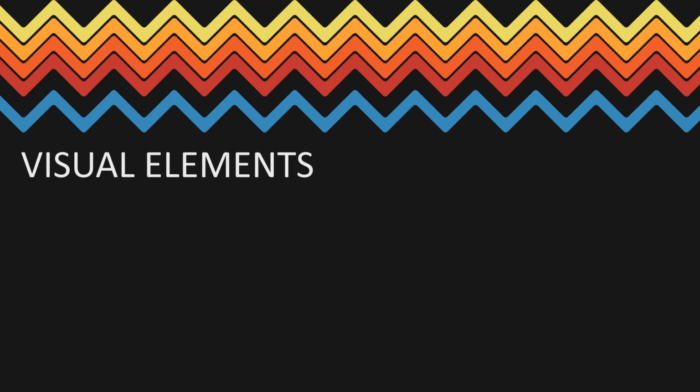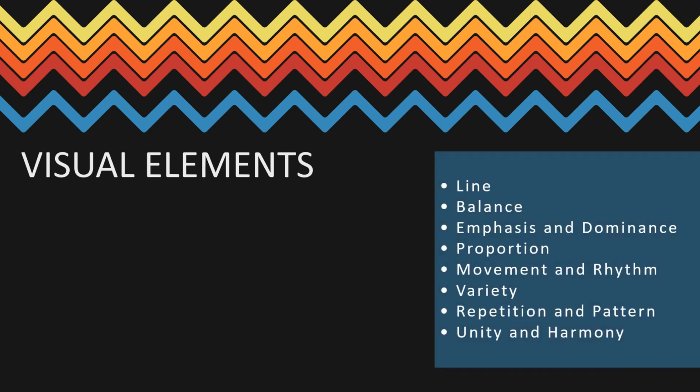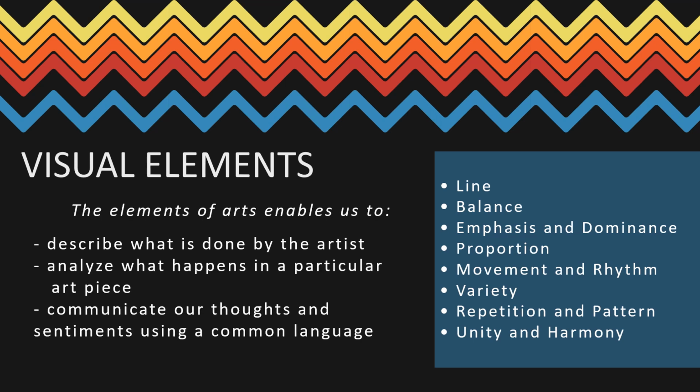elements. So if we recall the past chapters, all the elements of art and the principles of design go hand in hand in order to convey a certain message. For example, a horizontal line portrays calmness, serenity, and peace, while repetitive patterns give us a sense of movement. All of these elements and principles enable us to describe what is done by the artist in the artwork, what happens in a particular art piece, and as well communicate our thoughts and sentiments.